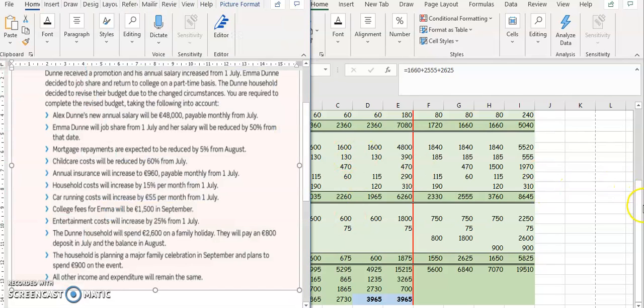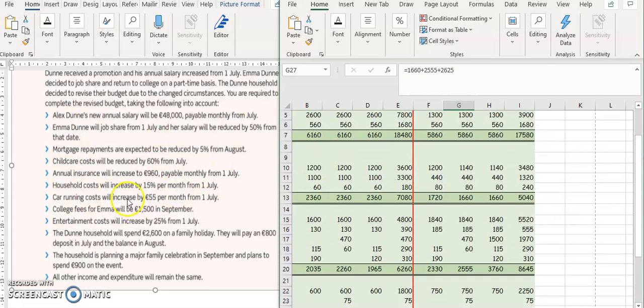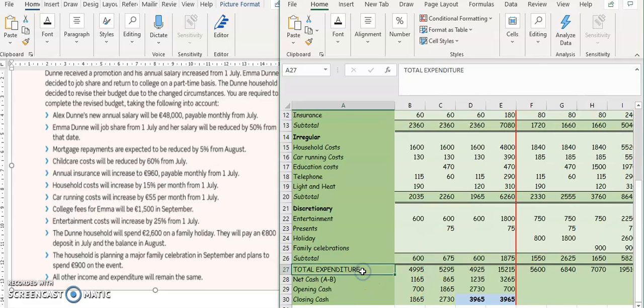So once again, just going down through each one of the adjustments. The question tells you if they're increases or decreases. So find the value of how much it's increased or decreased by, and then add or take that value away from the original cost. Also, make sure that you put in the correct figures. I made a couple of errors on that, so just make sure you don't make them as well. And then your expenditure, the same way, total expenditure, adding your subtotal for fixed, subtotal for irregular, and subtotal for discretionary for each one of the months. And that's your revised budget for your planned expenditure.